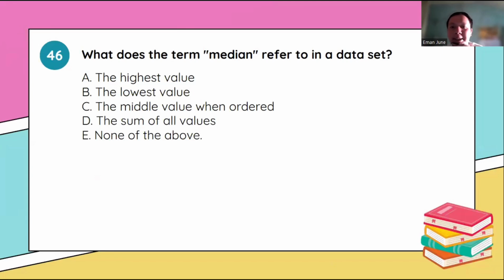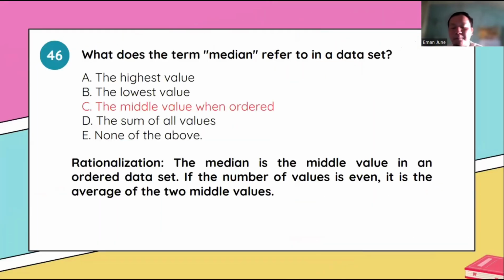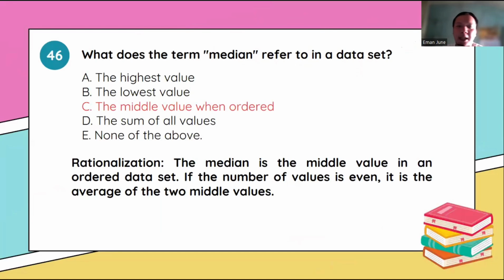What does the term median refer to in a data set? Letter A, the highest value. B, the lowest value. C, the middle value when ordered. D, the sum of all values. And letter E, none of the above. So the answer for number 46 is letter C, the middle value when ordered.